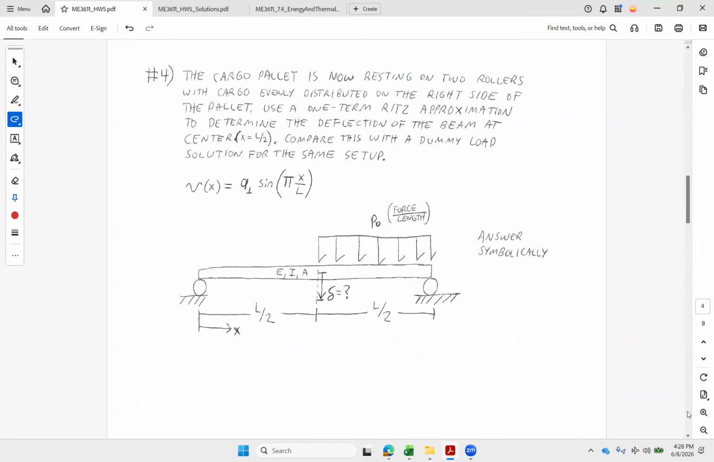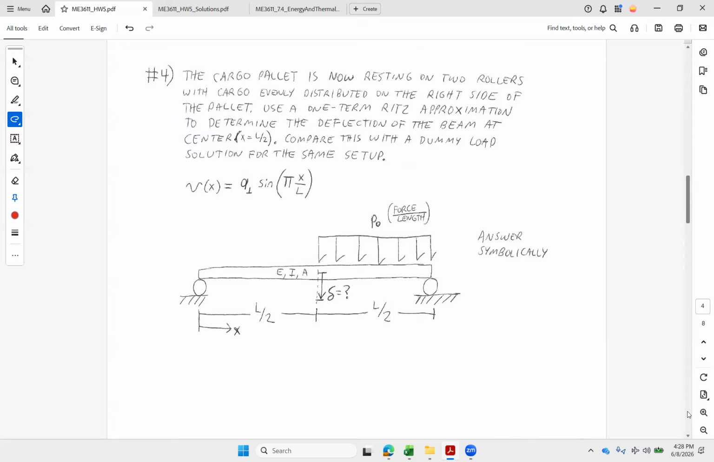All right, let's take a look at a Rayleigh-Ritz problem. Here, we're going to look at a cargo pallet resting simply supported, and we've got cargo evenly distributed on the right-hand side of the pallet. Want to use a one-term Ritz approximation to determine the deflection of the beam at the center point. And then we're going to compare that with a dummy load method, which is quote unquote exact, but will take us a lot more work. We want to see how close can we get by going the quick way.